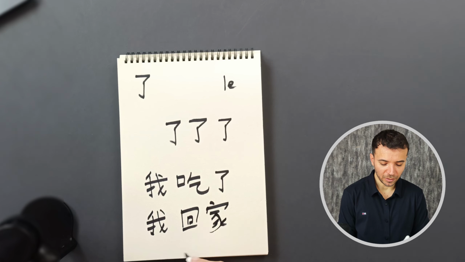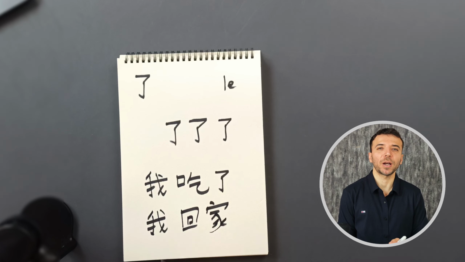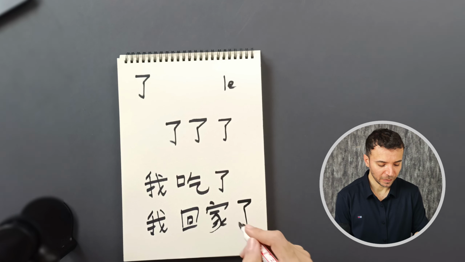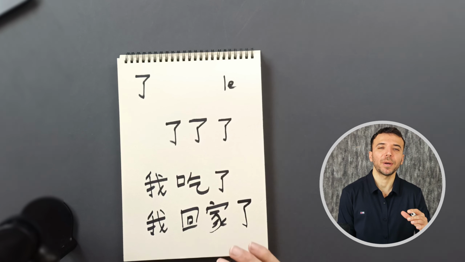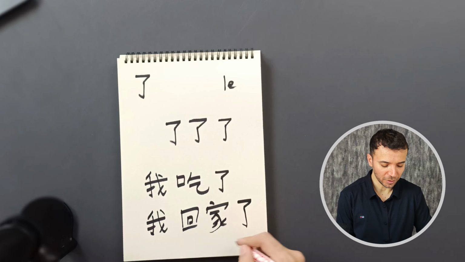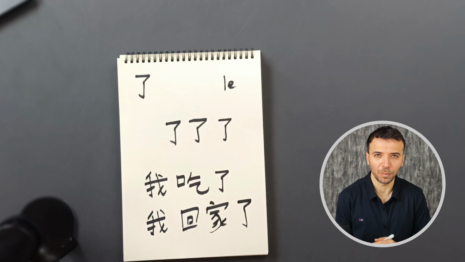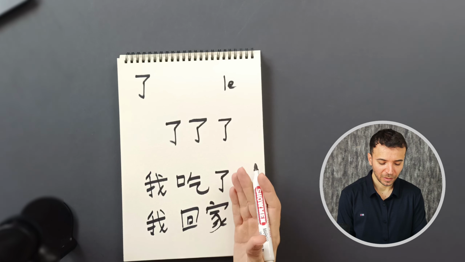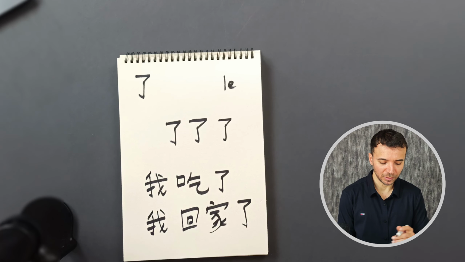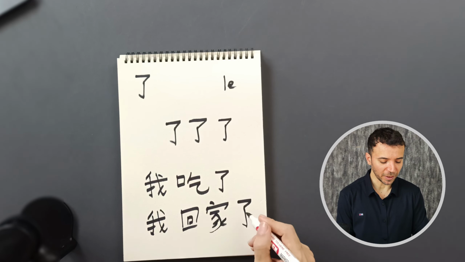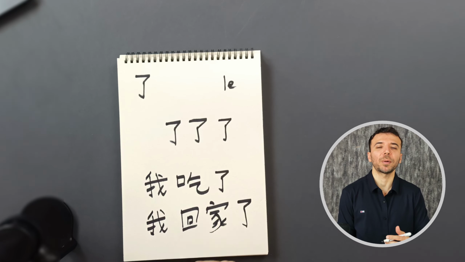我回家 means I go back home, okay? I'm going back home. 我回家了. I'm already back at home, okay? The action is completed. It's already in the past. 我回家了. I'm back home. 我回家, I'm going back home. 我回家了, I'm already back home. I returned home. So just by adding this le, we show the past tense or an action that has been completed.